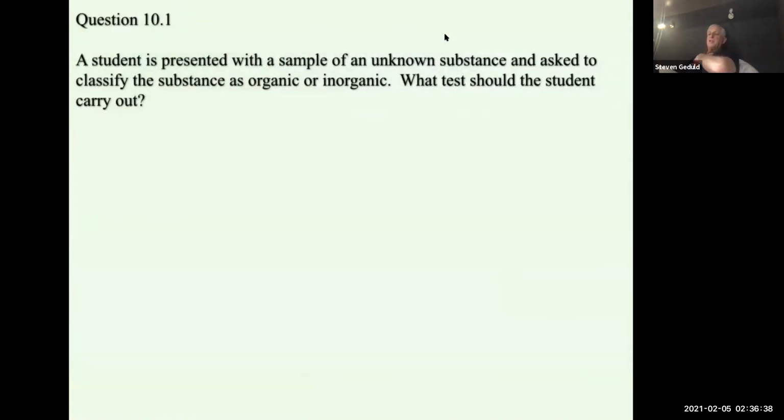Question in the book. A student is presented with a sample of an unknown substance and asked to classify the substance as organic or inorganic. What test should the student carry out? What's an easy one? Drop it in what? Drop it in water. If it dissolves, perfect. If it dissolves, it's inorganic. If it doesn't, it could be organic. Get a melting point on it. Melting point is very low for organic, very high for inorganic.